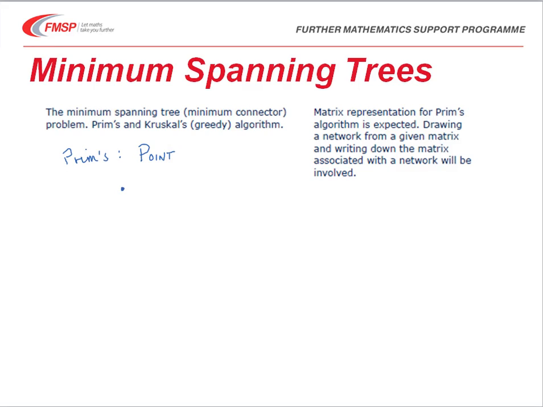So starting at the point, we look for the smallest arc coming from that point and add that into the tree. You must then look at both points that are available to see where the next smallest arc comes from. At every stage of Prim's algorithm, the diagram that you have is a tree.